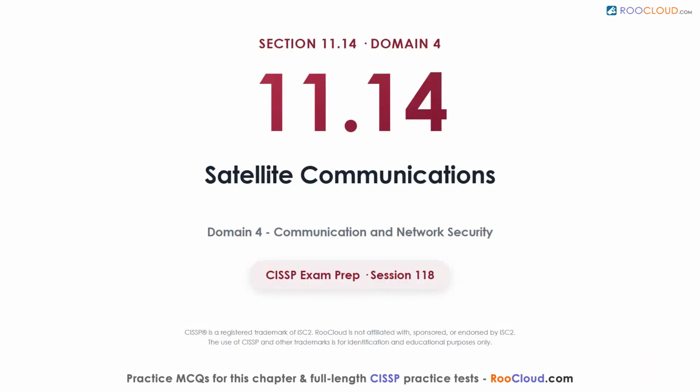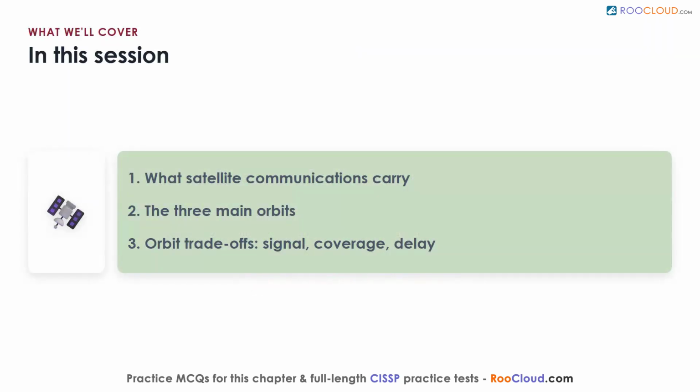Welcome to section 11.14. This is the 118th session of the CISSP exam prep series. In this session, we'll look at satellite communications. We'll answer a few questions. What are satellite communications, and what do they carry? What are the three main orbits a satellite can sit in? And how do those orbits trade off signal strength, coverage, and delay?